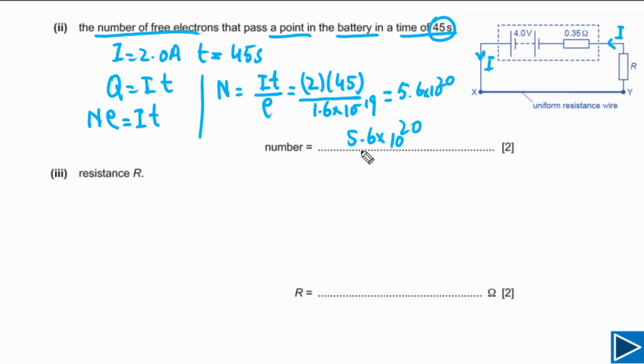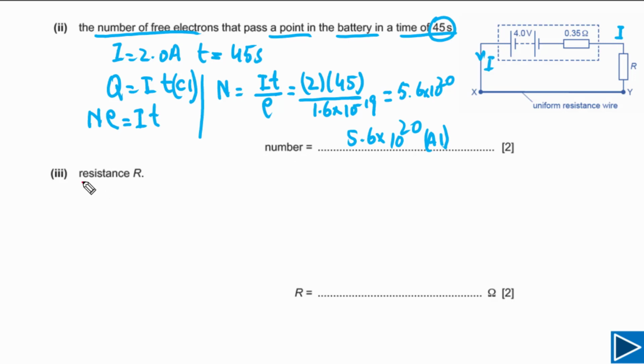This question has 2 marks. The first mark is if we have written Q is equal to IT. So this is the C mark. We will get 1 mark. And the second mark is the answer mark, and this is for the right answer. If you have got the right answer, you will get 2 marks.